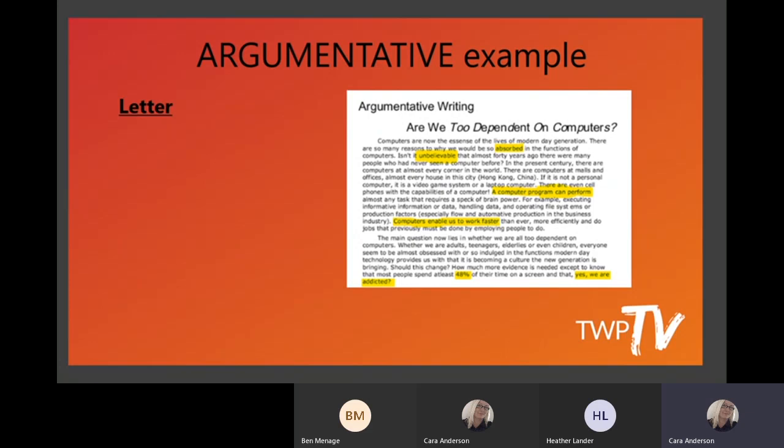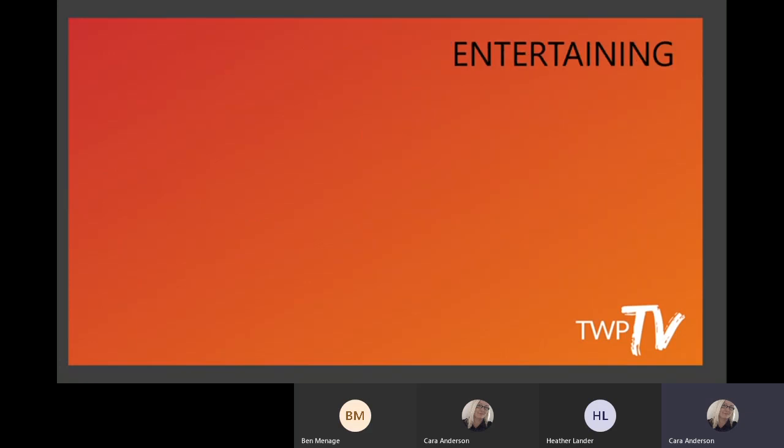So this one is referring to technology. It's using quite strong words like absorbed and unbelievable. It's using facts like a computer program can perform, computers enable us to work faster, and obviously the percentage in there is a statistic, which is good. So you've got facts in there, examples of what the computer does or doesn't do, and then a counter argument. So, entertaining.